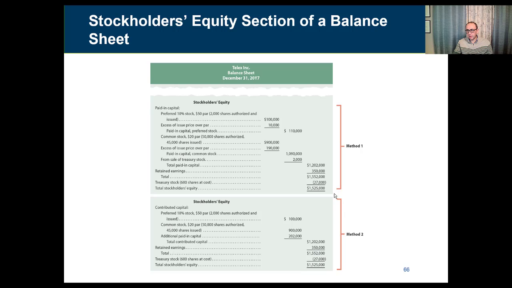So whether we use method 1 or method 2, the bottom line value has to be the same, which is 1,525,000. Same thing here. So it doesn't make any difference whether we go with method 1 versus method 2 when it comes to values. It's not like two depreciation methods or two inventory costing methods. No, it's just different ways of presenting the stockholders' equity.